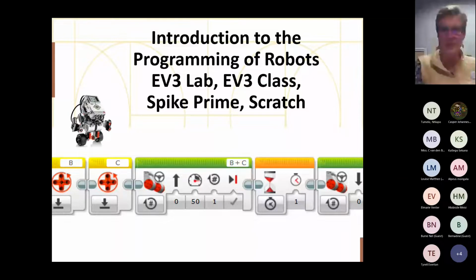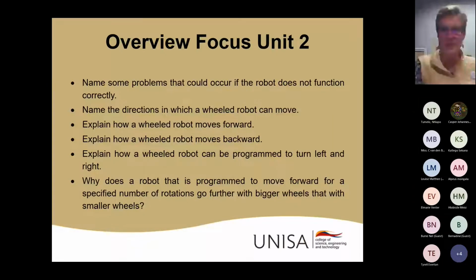Okay, as always, in the overview document under syllabus, there are some questions or some things to ponder in Unit 2, and especially about programming. You should be able to say, what are some of the problems if the robot doesn't function correctly? Well, first of all, it won't function if it's not switched on. And secondly, it's not going to do anything unless it's programmed. That is one of the first things. You actually have to program the robot to do something.